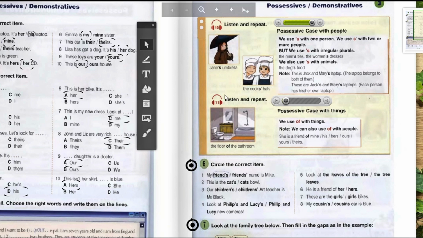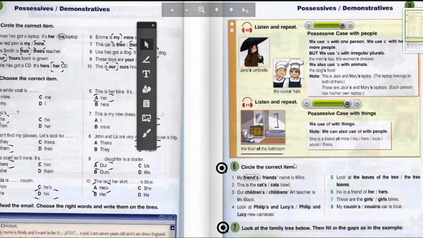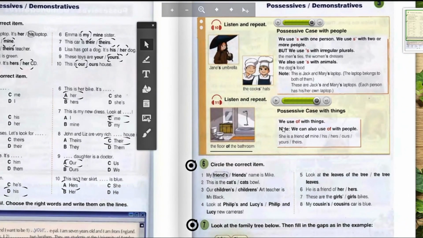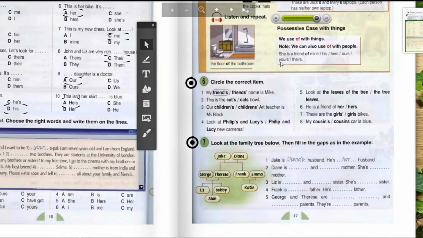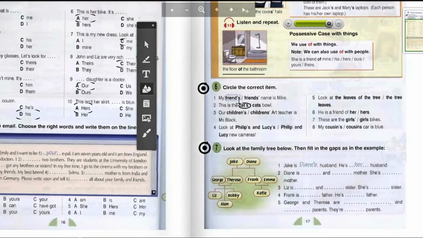So listen and repeat again. Unit 3, page 17. Listen and repeat. The floor of the bathroom. So we know that for the floor of the bathroom, we use of. We use of for things. Note, we can also use of with people. She is a friend of mine. He is hers or ours, yours, theirs. My friend's name is Mike. This is the cat's bowl.